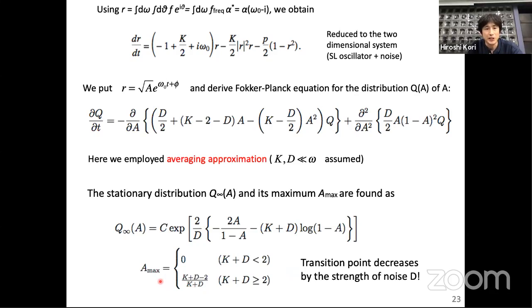Okay, so here, if we take this A max as an order parameter of this dynamical system, then we can say that synchrony does not occur if K plus D is smaller than 2, and synchronization occurs otherwise. The important point is that the transition point decreases with the increasing noise strength D, as you can see. So K plus D is now the important parameter.